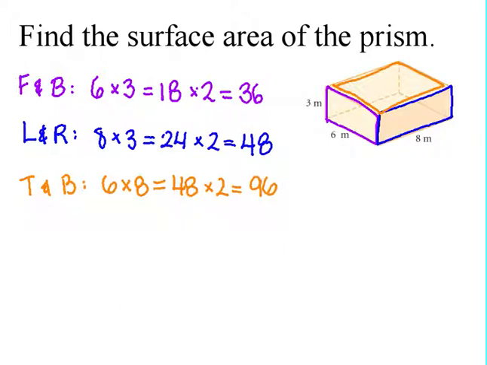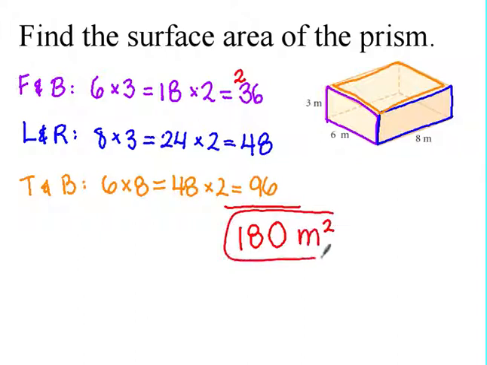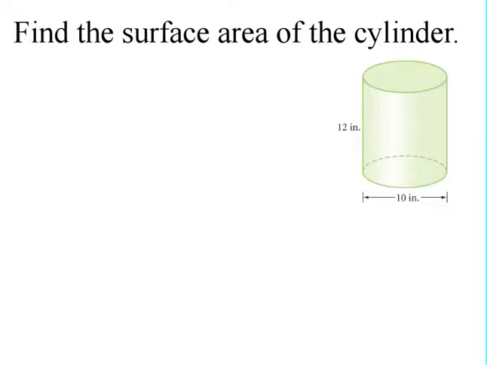So now all I need to do is add all those together, and I get my entire surface area. So 36 plus 48 plus 96 is 180. My surface area will be 180 meters squared. Like I said, we've already done this. It shouldn't be anything new.